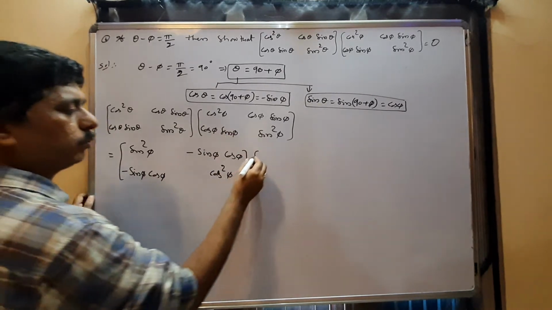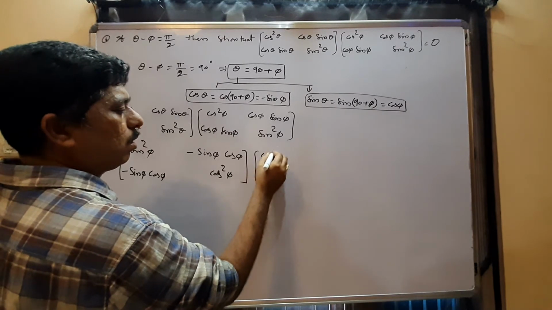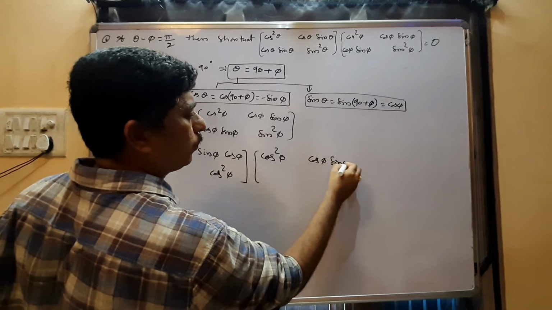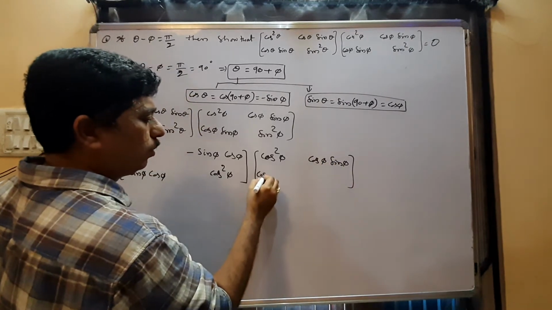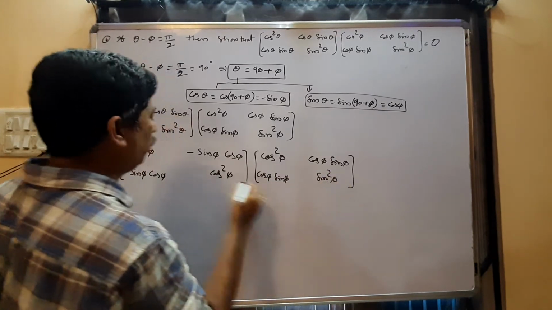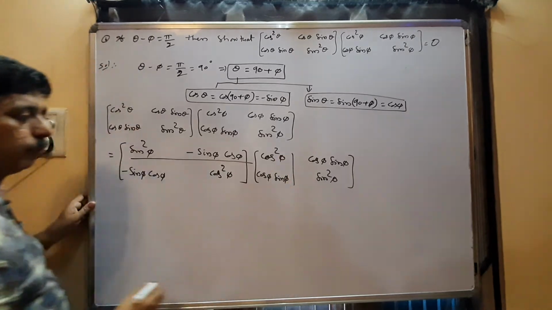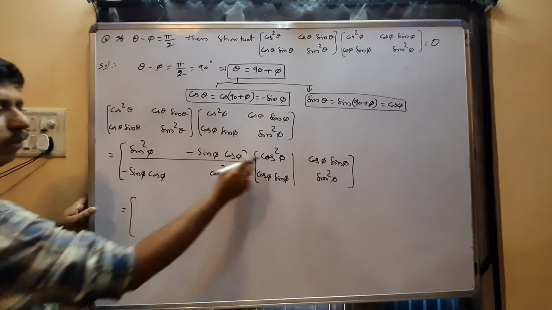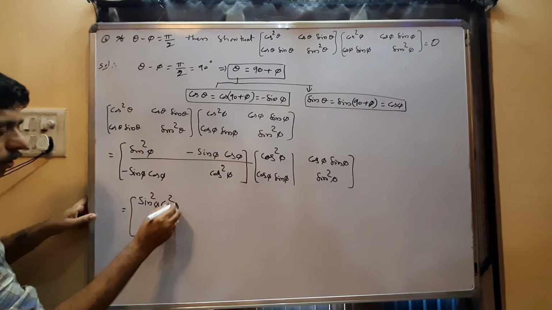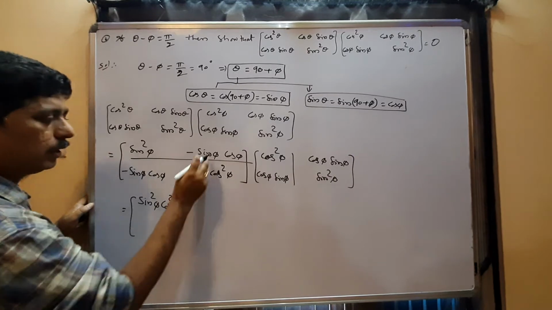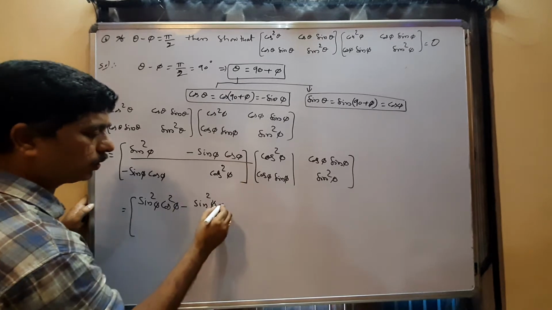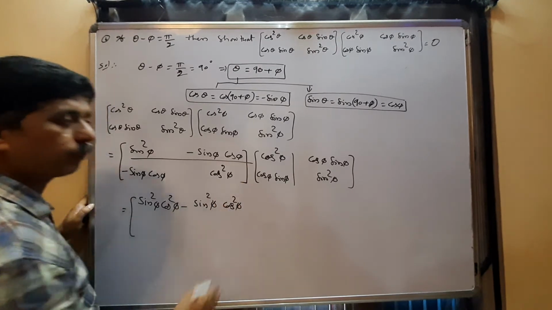Into the second matrix, which is the same: cos square phi, cos phi sin phi, cos phi sin phi, sin square phi. Row into column, first row into first column. So that is sin square phi into cos square phi, plus into minus, minus sin phi into sin phi, sin square phi, cos phi into cos phi, cos square phi.